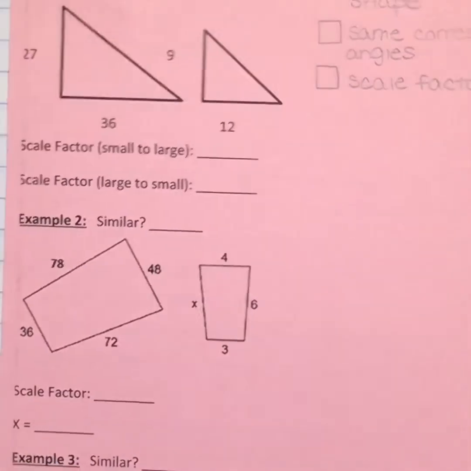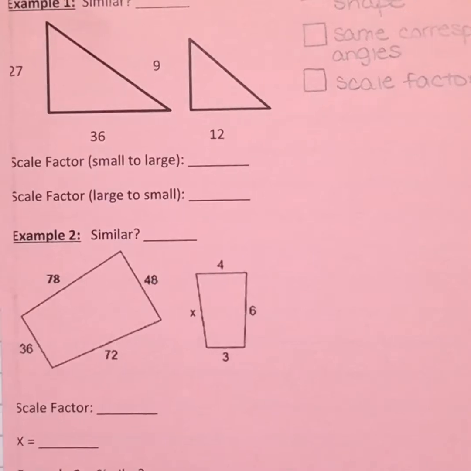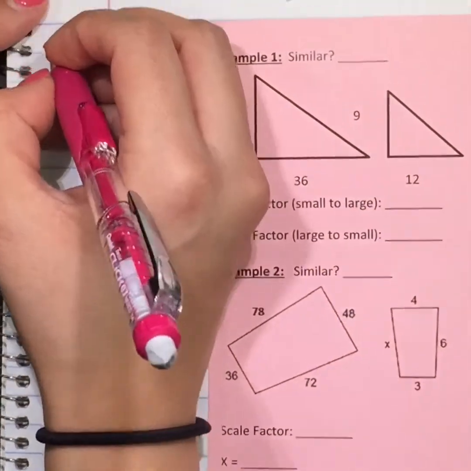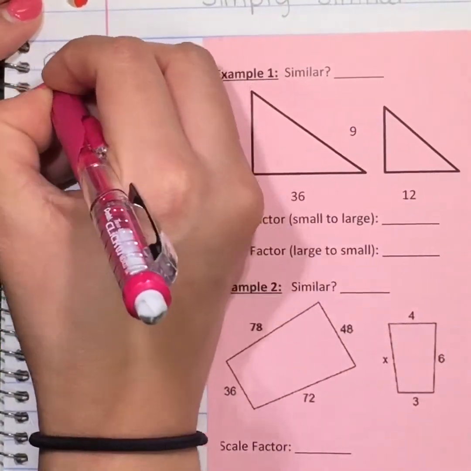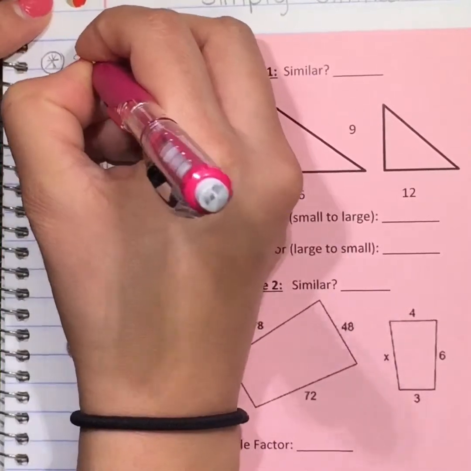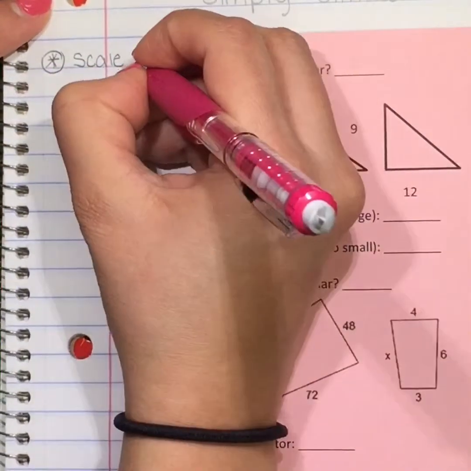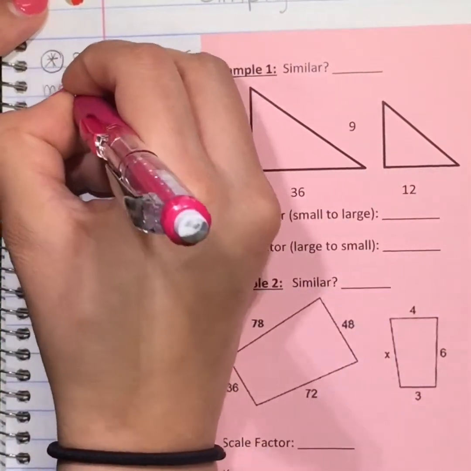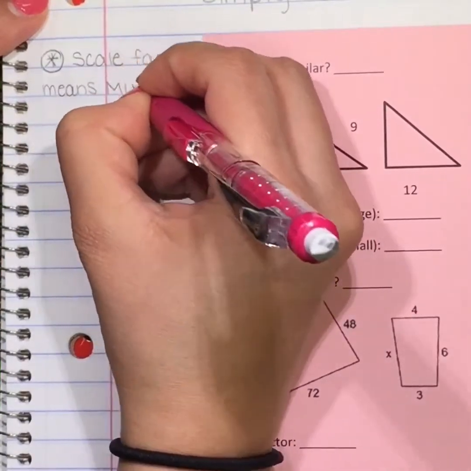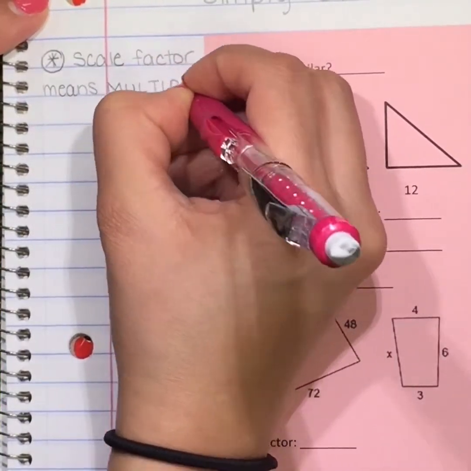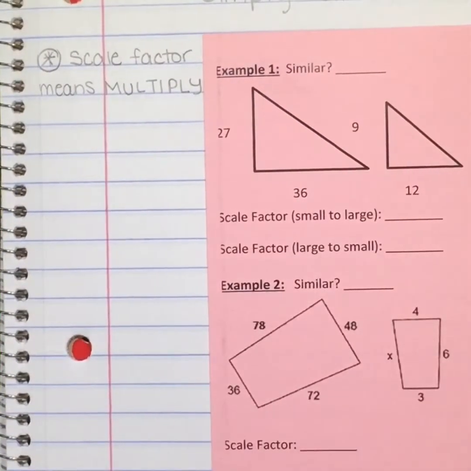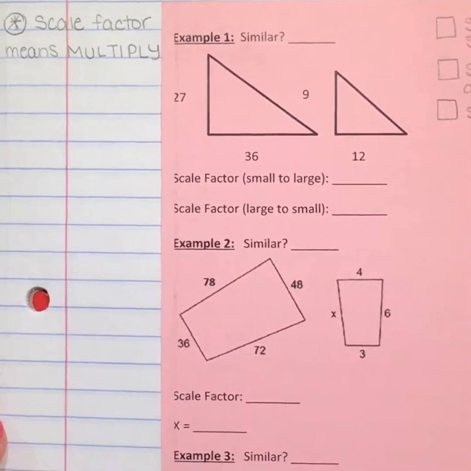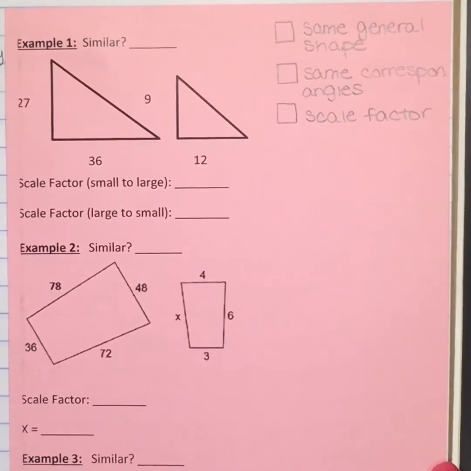And the first thing that we're going to write off to the side over here is a little reminder to you of what is scale factor. What do you know about scale factor? Scale factor means to what? Multiply, right. Multiply. The number we multiply by. Okay, so I just wrote that off to the side. All right, so let's look at these two triangles and see if they're similar.